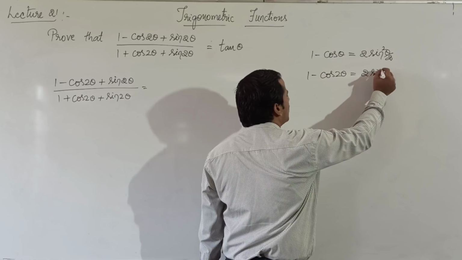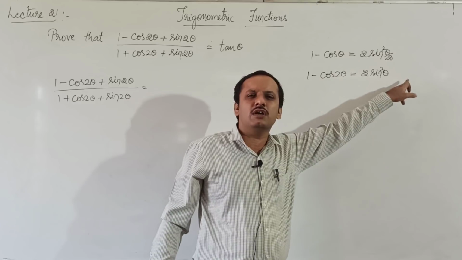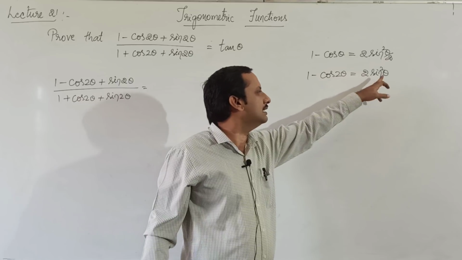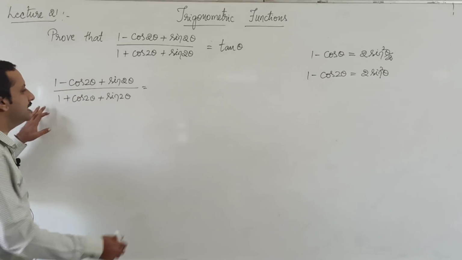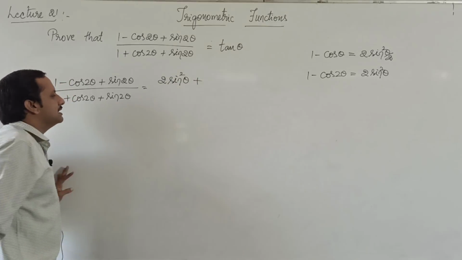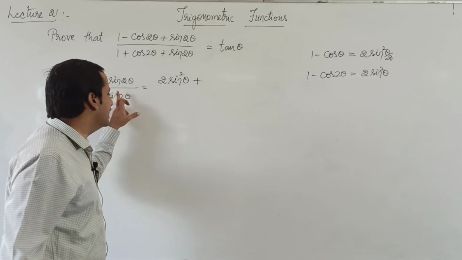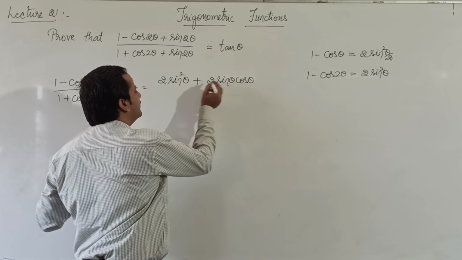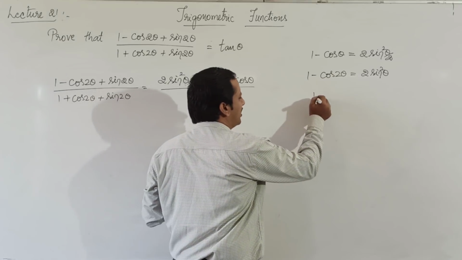That will be equal to 2 sin square theta, because when you have cos theta, then on the RHS you have theta by 2 there, 2 sin square theta by 2. So instead of theta, if you have 2 theta, then that RHS will become 2 sin square theta. 1 minus cos 2 theta, I will write this as 2 sin square theta plus, what about sin 2 theta? Sin 2a formula, sin 2a is equal to 2 sin a cos a. So sin 2 theta is equal to 2 sin theta cos theta divided by, here what about 1 plus cos 2 theta?